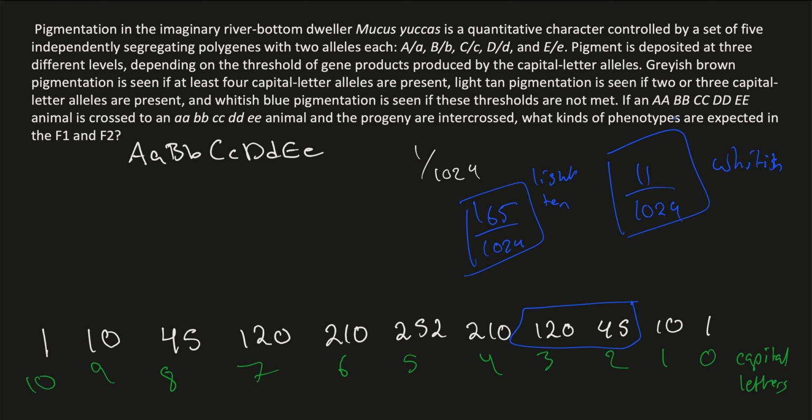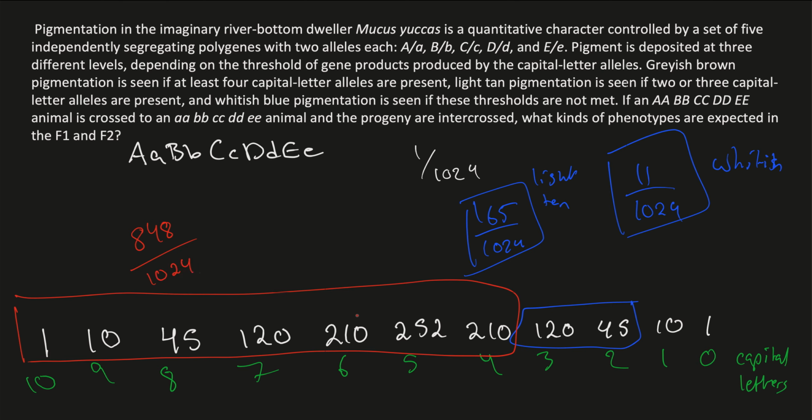And then for 4 capital letters, or essentially our grayish brown, it's this and up, added up together, right? So I'm going to use a different color for that. We have 1 plus 10 plus 45 all the way, all these add up. And so what we get is 848 over 1024. And yes, I did that in my head and not by looking at the book.